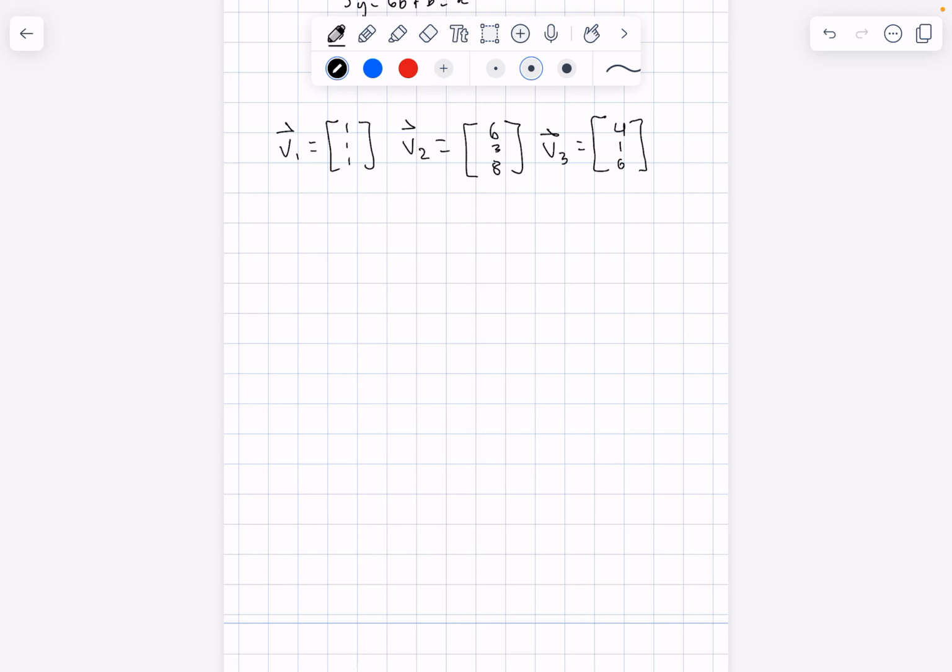In short, the new mode of transportation would need to make the set span R3 by being linearly independent from the others.